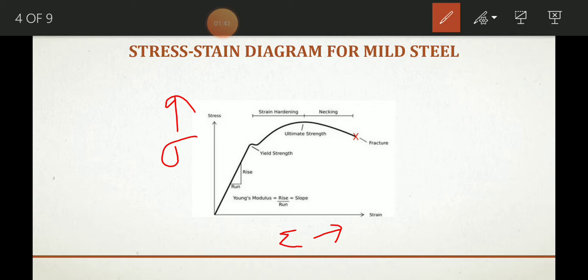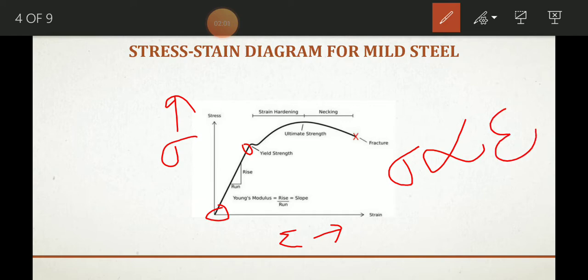The first point in the stress strain diagram we call the limit of proportionality. From this point to this point is called the limit of proportionality, which means in this region our stress is directly proportional to strain. They move in proportion. That means whenever there is an increase in stress, strain is also going to increase. If stress decreases, then strain will also decrease. That is what we mean by direct proportion. In this region stress is directly proportional to the strain.